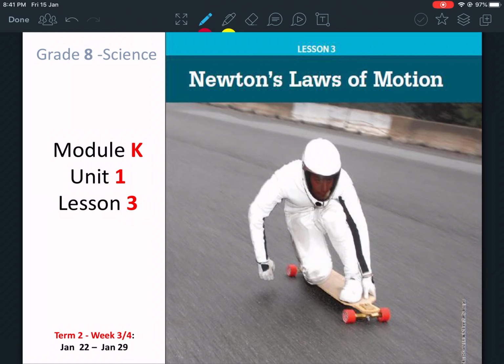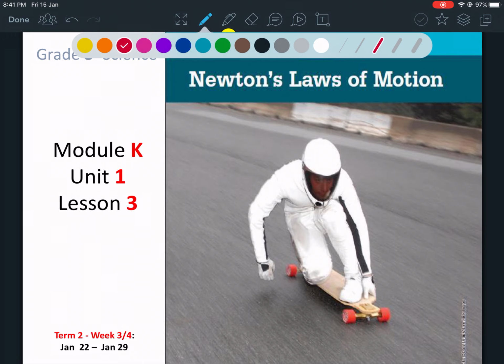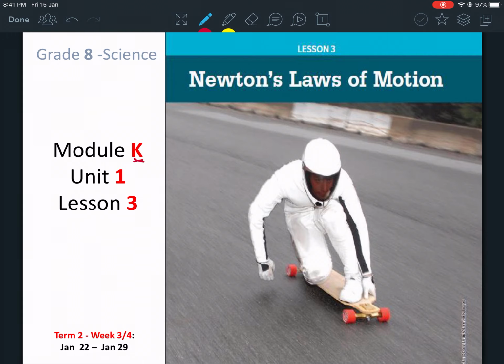Good morning, everyone. So, we're going to start our new lesson in Module K. We said Module K is about forces. And this lesson is about Newton's laws of motion. Newton was a scientist who experimented with physics and forces, and he's known for the laws of motion that we study today. And he's somebody important in physics.